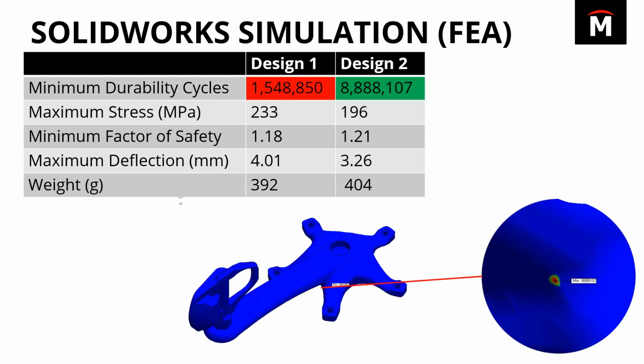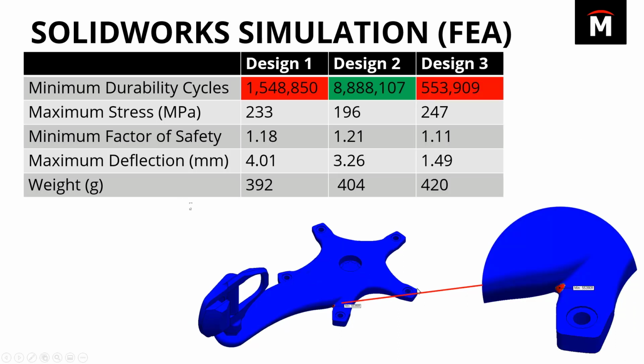Now we look at our second design here, and we find that this is a lot better. We've increased our weight slightly, so we went from just under 400 to just over 400 grams of weight. But now with our lower stress, our design cycle life is well over the 7 million that's required.